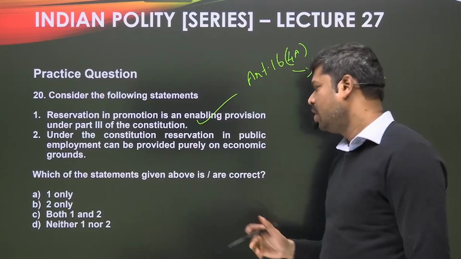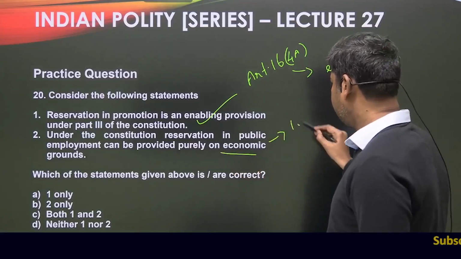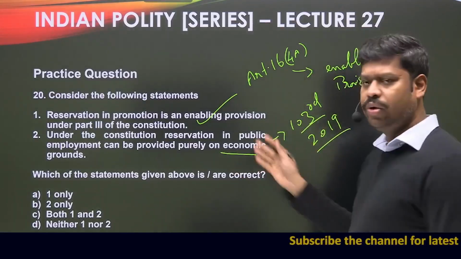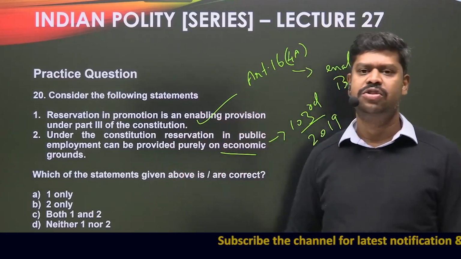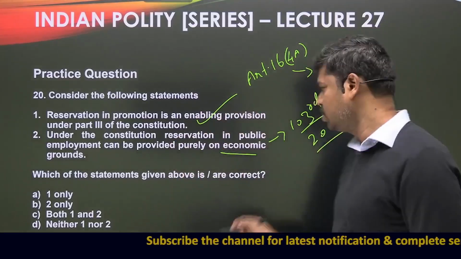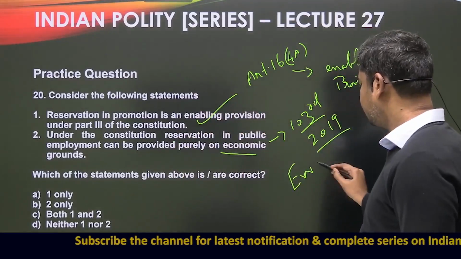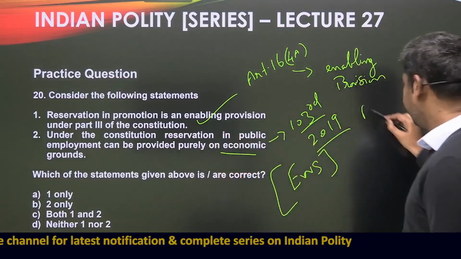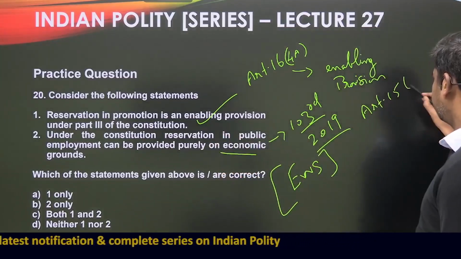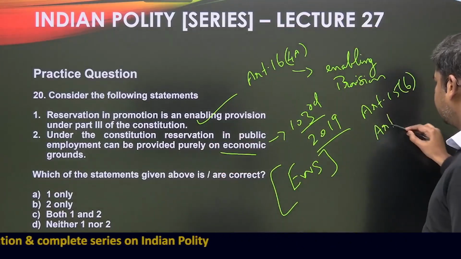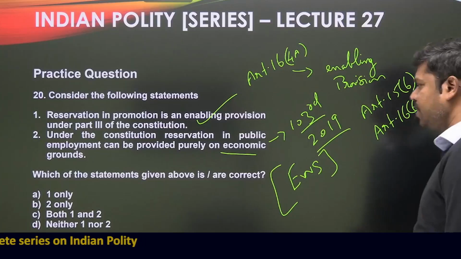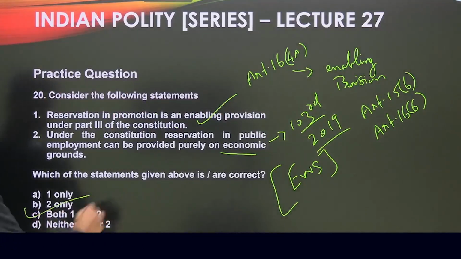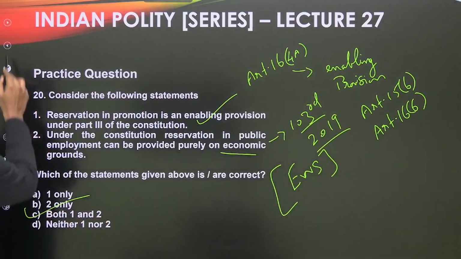But after the 103rd Constitutional Amendment Act in the year 2019, reservation not only in public employment but also in educational institutions can now be given purely on economic grounds for the economically weaker sections among the general category. So that is also true. This is today given by virtue of Article 15 Clause 6 in educational institutions and Article 16 Clause 6 in case of public employment. So which of the statements given above are correct? The right answer would be both 1 and 2. So both 1 and 2 is the right answer in this particular case.